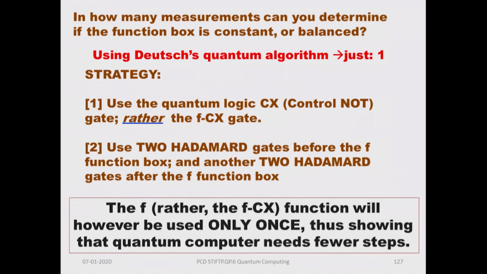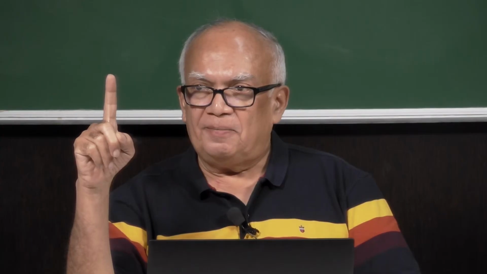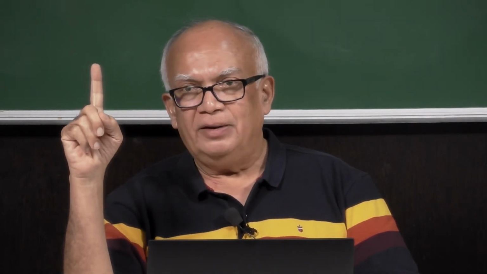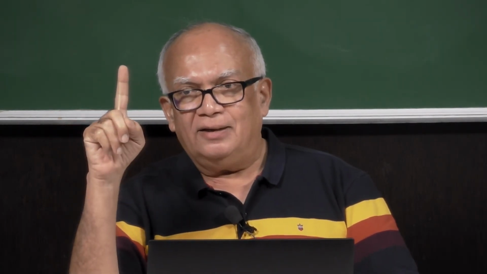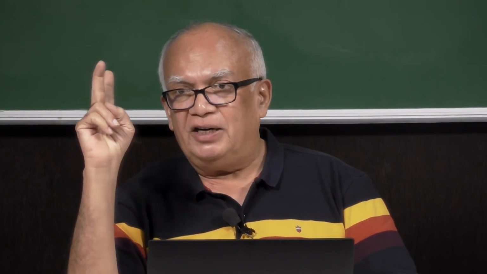So, the FCX gate will be used only once. Okay, that was the task, that the function box must not be used more than once. A classical logic gate can give you the result in 2 steps. So, that is not of great advantage, but if you can solve this problem, what you do before and after is not the issue.